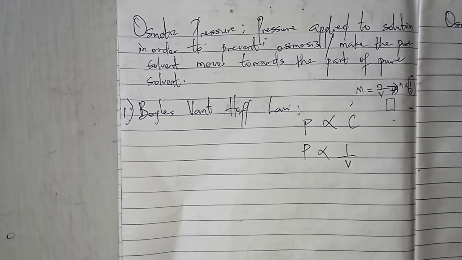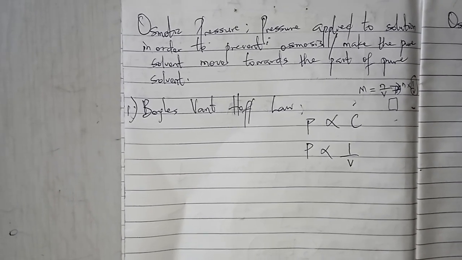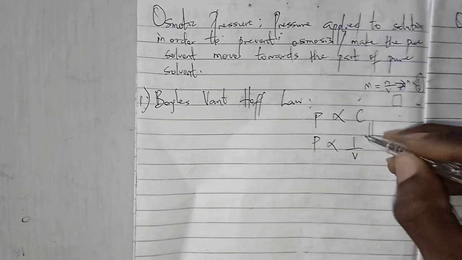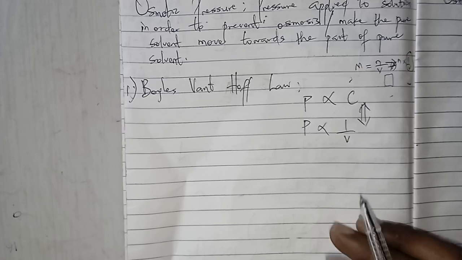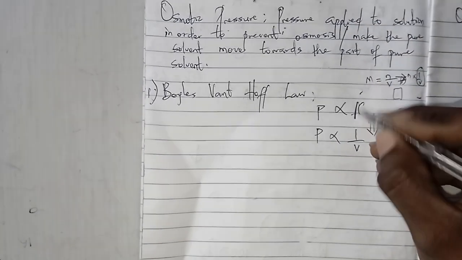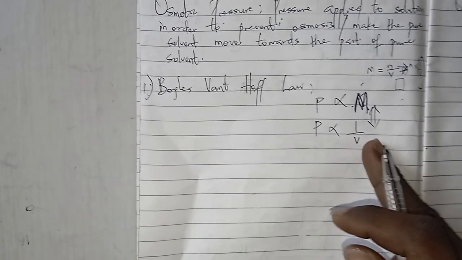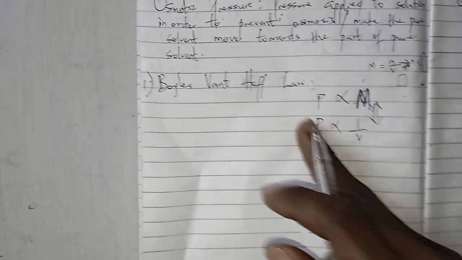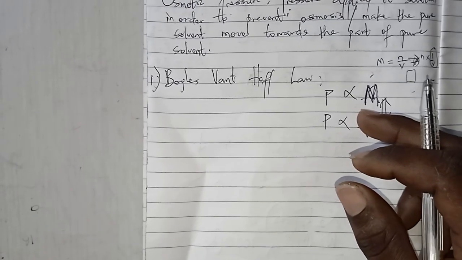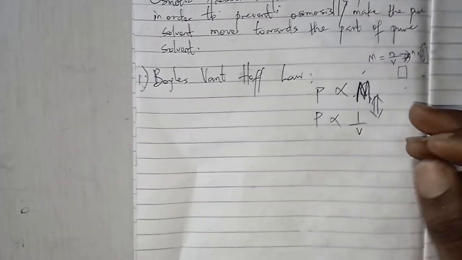So if you have this idea in terms of collision for pressure, you need to know that these two formulas are the same thing. Pressure is directly proportional to concentration, and we use M for molarity for concentration, and pressure is inversely proportional to volume. So they are the same thing. His law states that pressure is directly proportional to concentration and inversely proportional to volume.